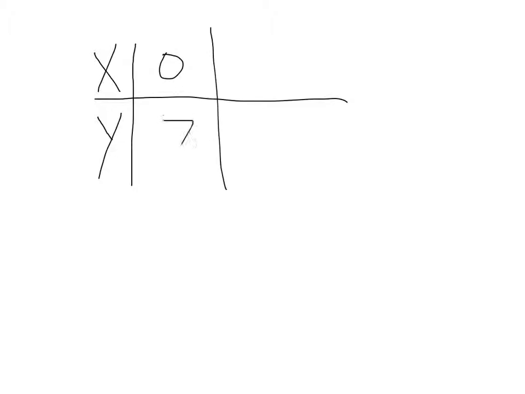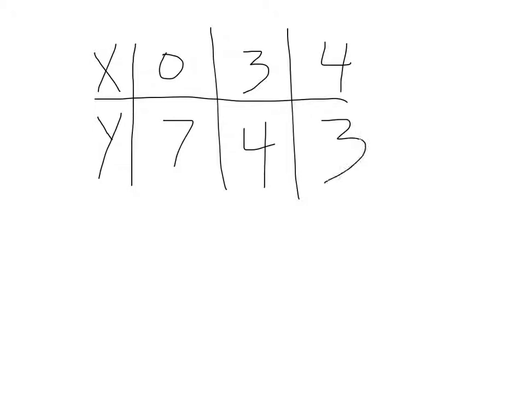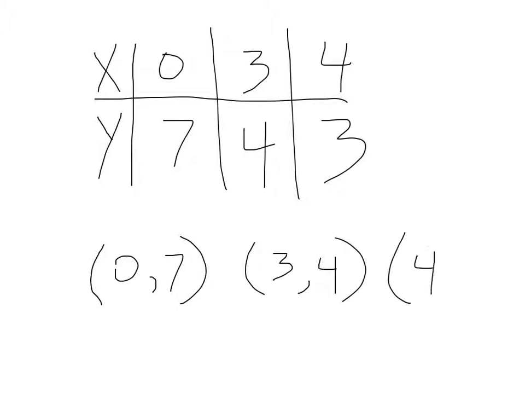In this presentation, we're going to take a look at a set of points and we're going to determine whether or not those points are linear. So what I've created here is a table of 3 points. Those 3 points are (0, 7), (3, 4), and (4, 3).